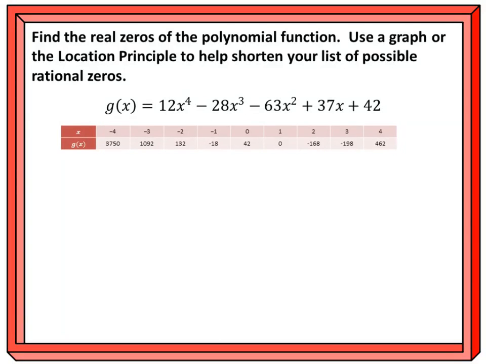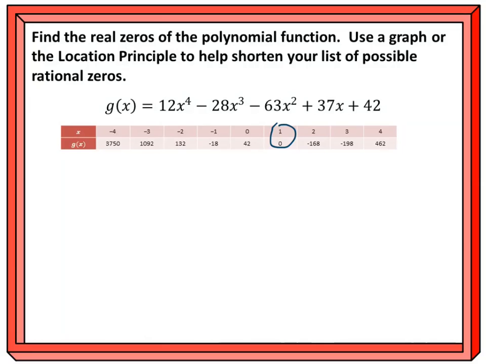Find the real zeros of the polynomial function. Use your graph or the location principle to help shorten your list of possible rational zeros. All right, so we have a quartic polynomial this time, and so we should be expecting to get 4 zeros. And if I look at my table, already I should notice that 1 is one of them.